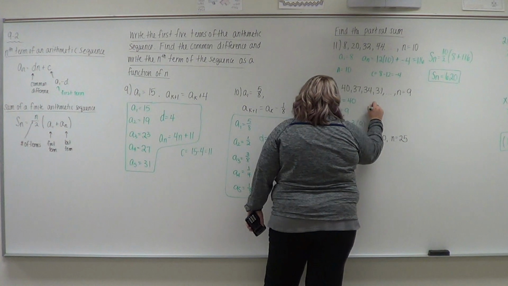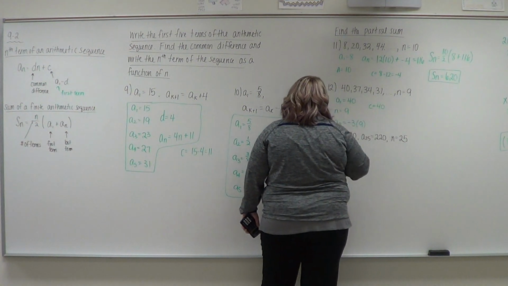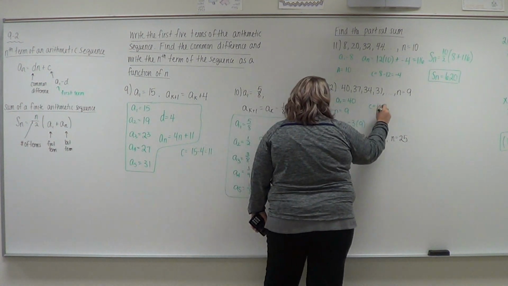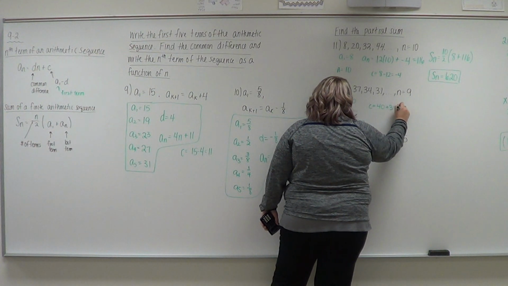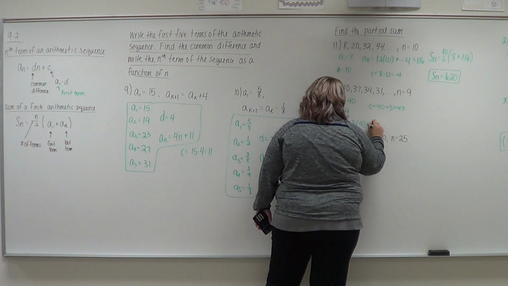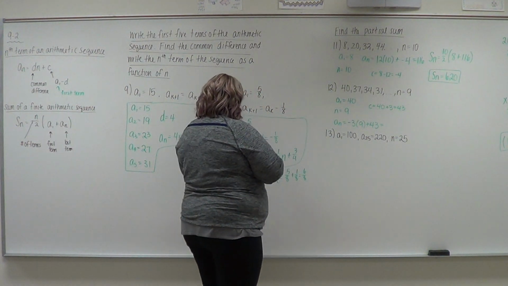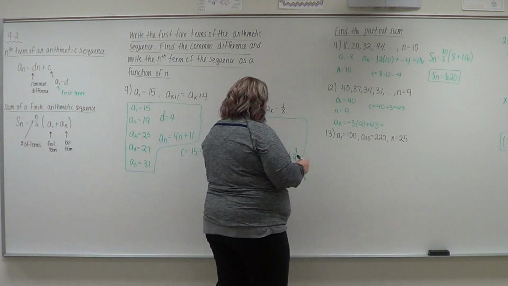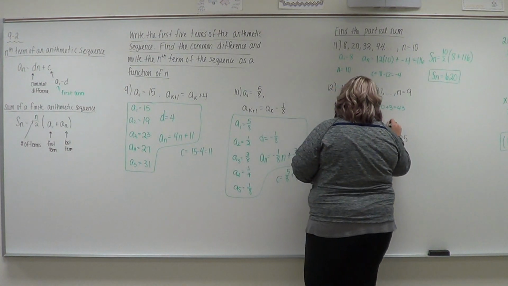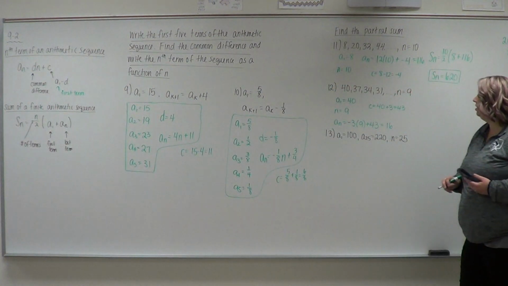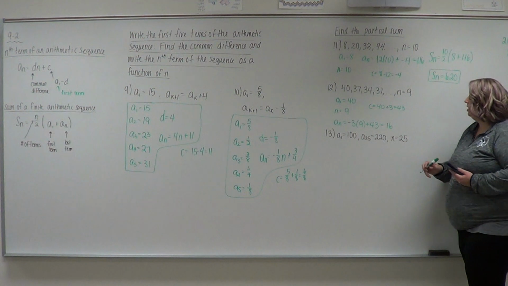Well, C is A1 minus D, so minus -3. So this would be 43. So if I take -3 times 9 is -27, plus 43, that means my 9th term, or my last term in this sequence, is 16.